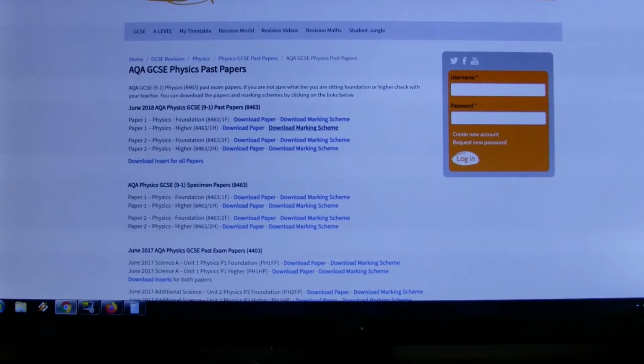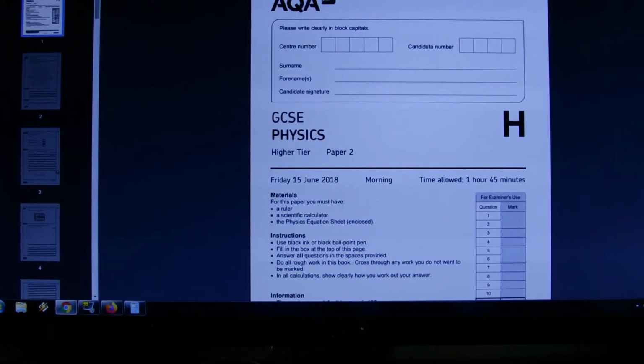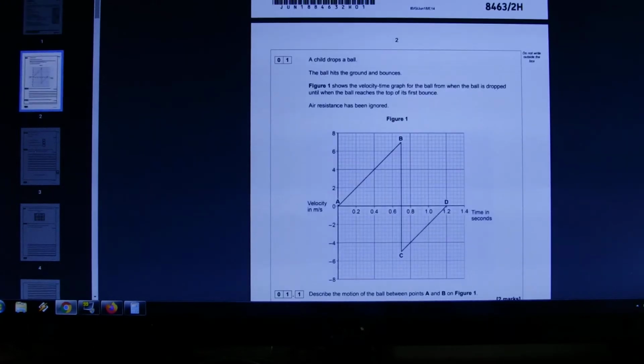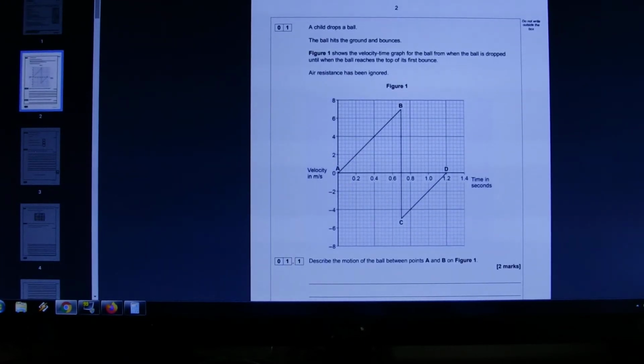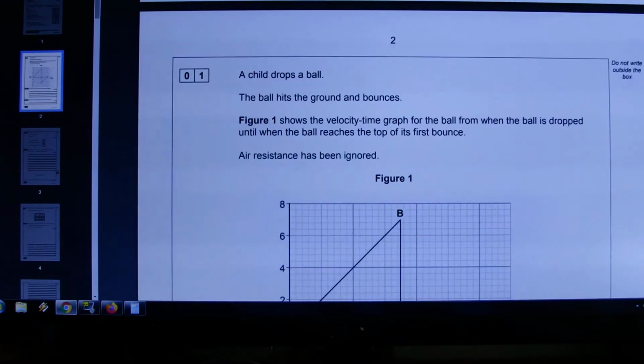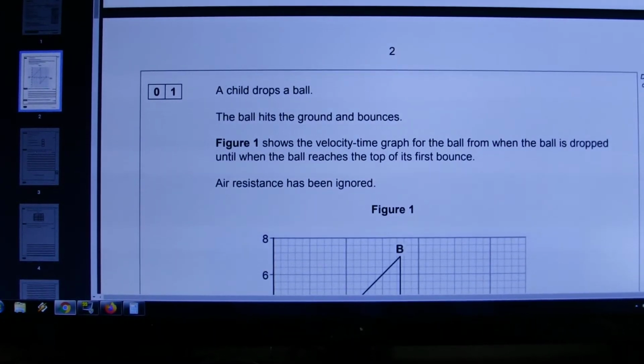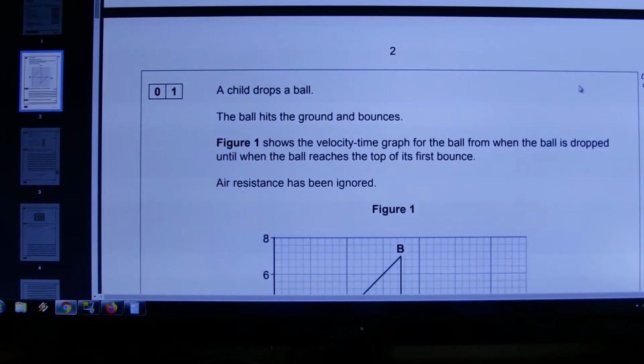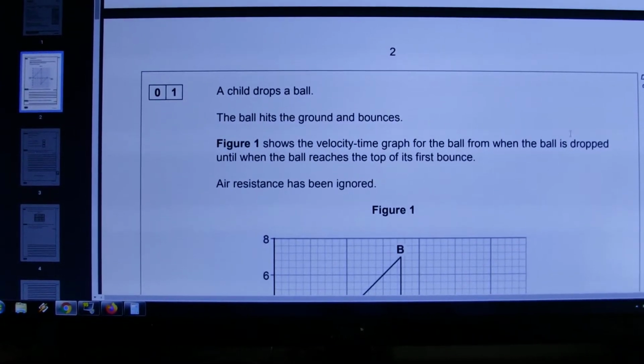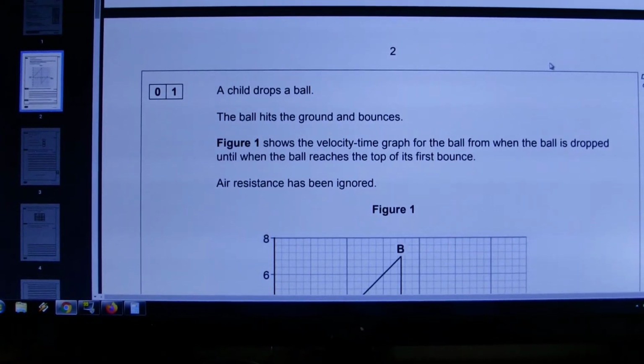There's a paper 2. I don't know whether it's meant to be hard or just different questions for the same people the same year. So the same thing about higher tier. A child drops a ball. No funny comments, please. The ball hits the ground and bounces. Figure 1 shows the velocity time graph for the ball from when the ball is dropped until the ball reaches the top of its first bounce. Air resistance has been ignored.